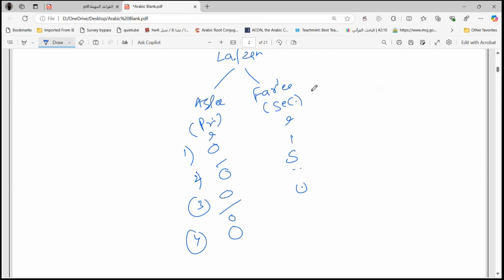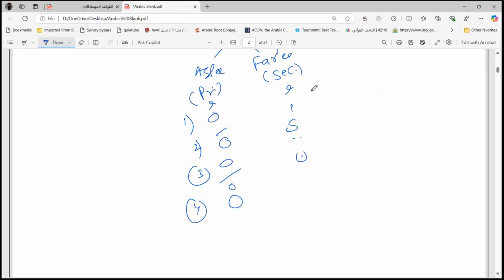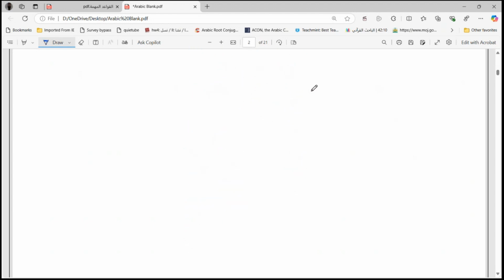Now, after having studied that the i'rab can be divided into asli and far'i, we have to know how to identify the rafa, nasab and jar. Either you show the i'rab bil haraka or you show it bil huruf. Bil haraka is the same.